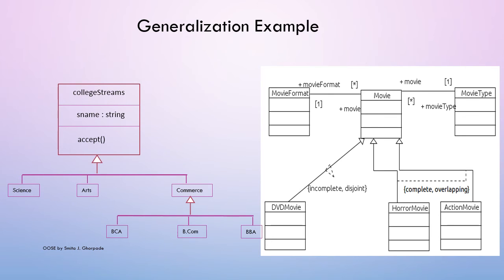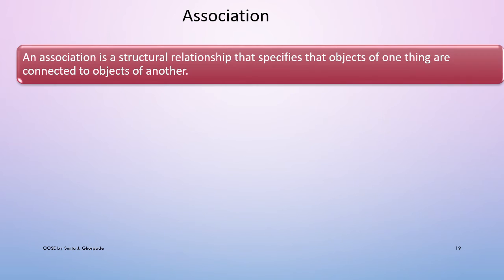Then one more example for generalization. Here movie is one of the classes, and a movie can be of type horror movie or action movie. It is connected by a generalization symbol. Then DVD movie is also one type mentioned here. Like this, a parent class and its child classes are connected through a symbol, that is a generalization relationship.